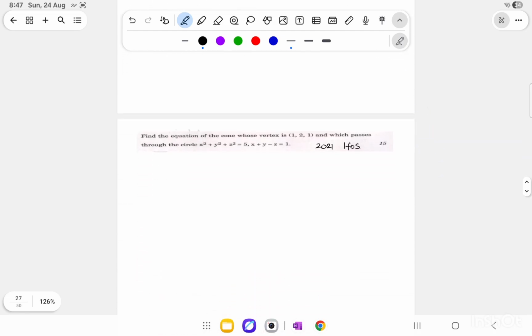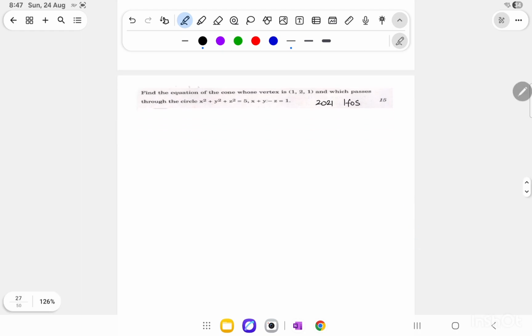So now let's move on to the next question. It says find the equation of the cone whose vertex is (1, 2, 1) and which passes through this circle. If this is our cone, then this is our vertex P (1, 2, 1). They have also given us the base curve, which is the intersection of this sphere and the plane.